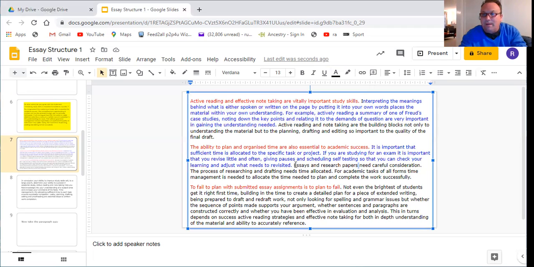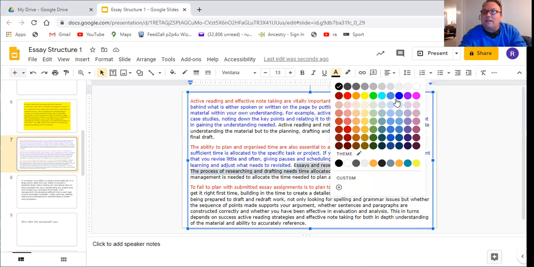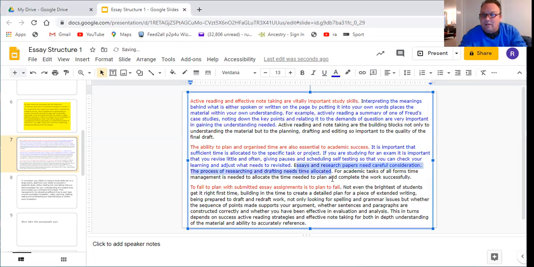Essays and research papers need careful consideration, and the process of researching needs time allocated. So that supports what is said in that topic sentence. It gives evidence, it analyses that initial thought.